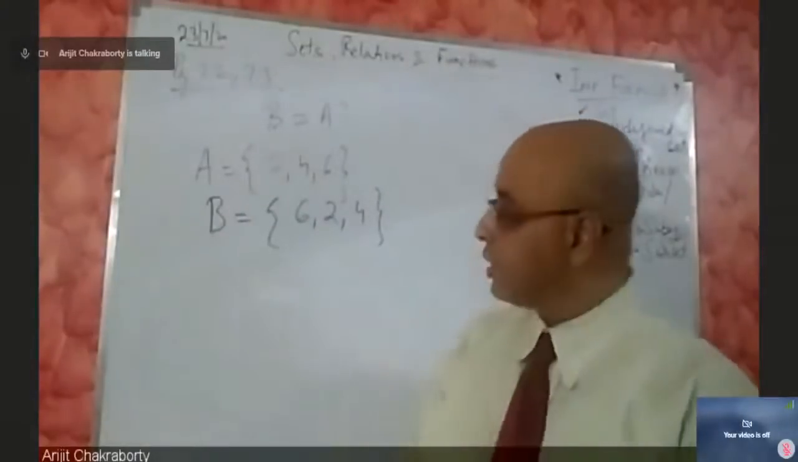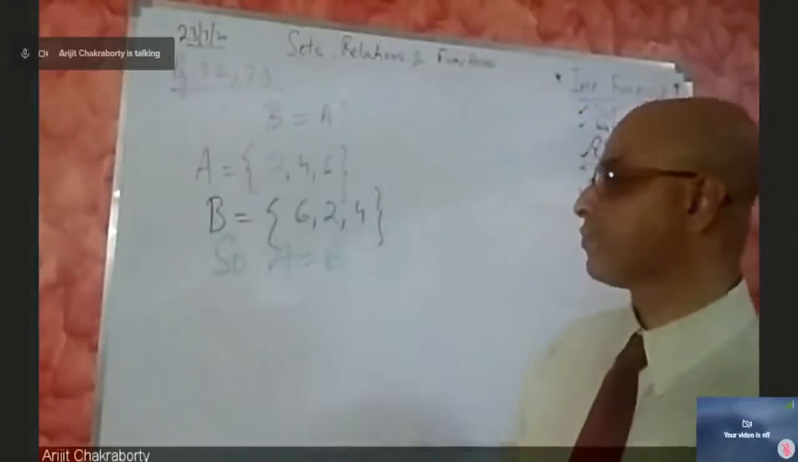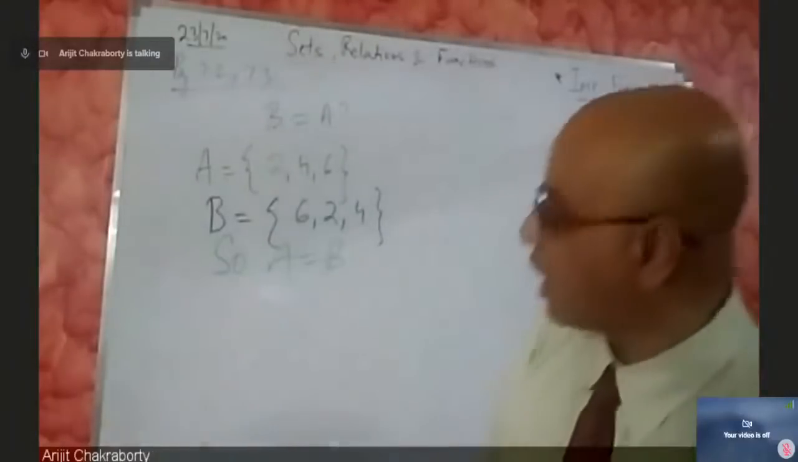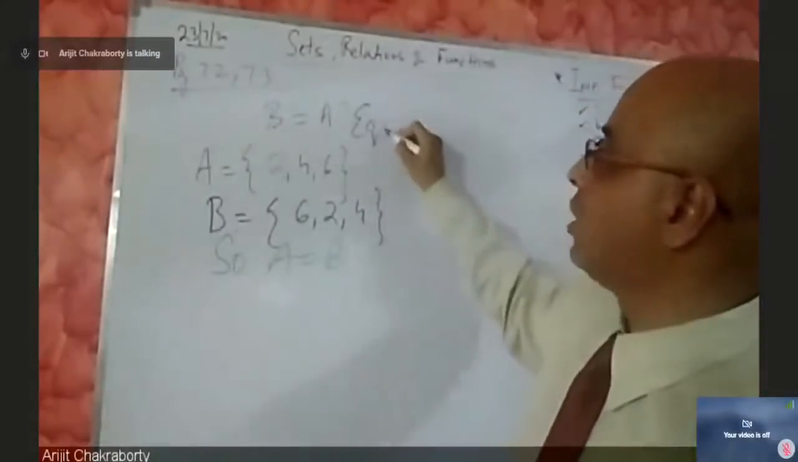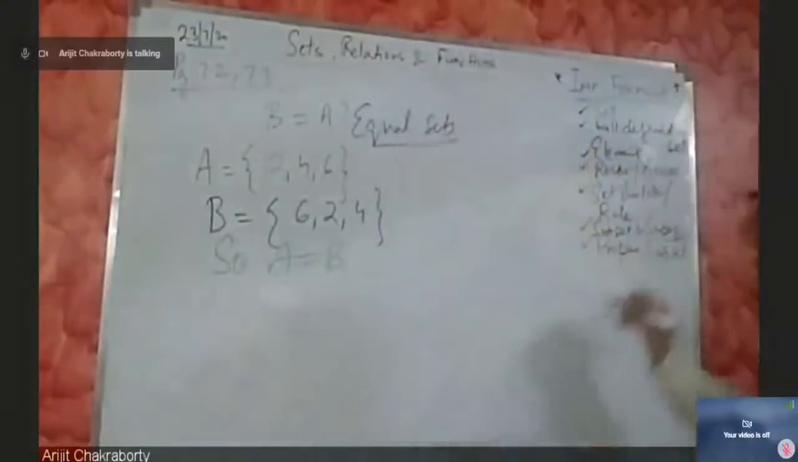So A is equal to B. So these two sets are equal sets. These are called equal sets. So I write equal sets here.